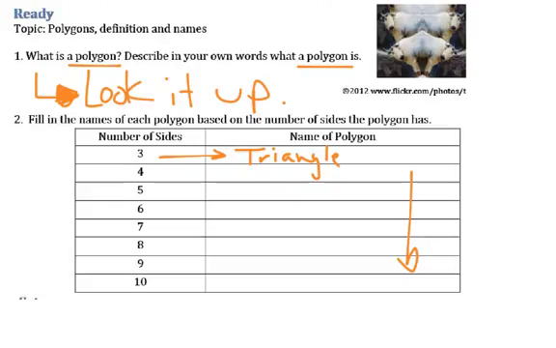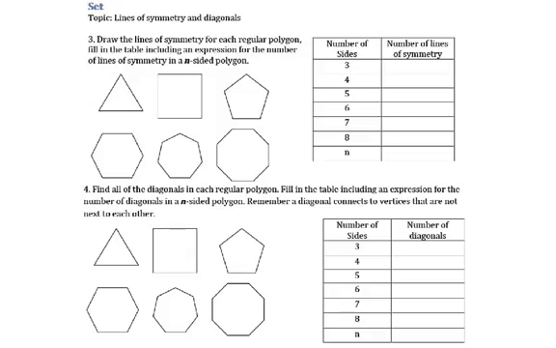Alright, let's take a look at CCP 6.3. So, first of all, 1 and 2, that's something you guys can look up if you don't already know. So look it up, put it in your own words, and make sure you know that. Okay, now let's take a look at lines of symmetry and diagonals.